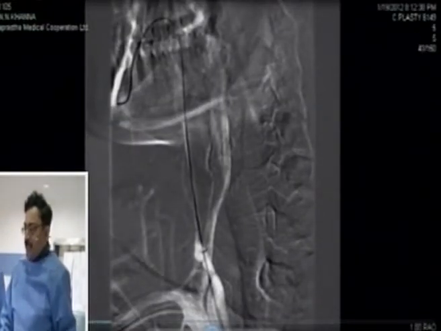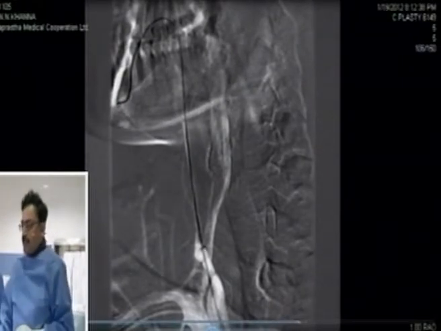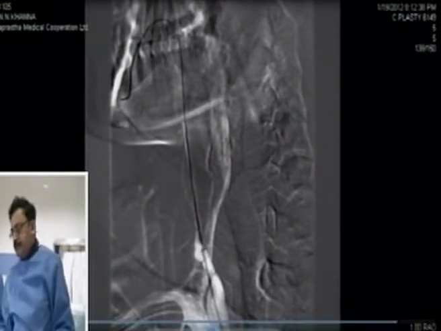And this is an angiogram, the DSA picture. We had a road map, and on the road map, we crossed the lesion with the 014 wire.